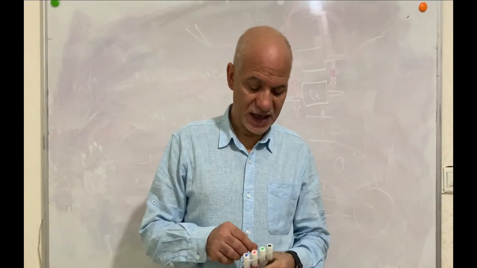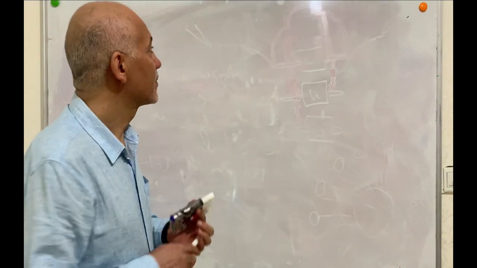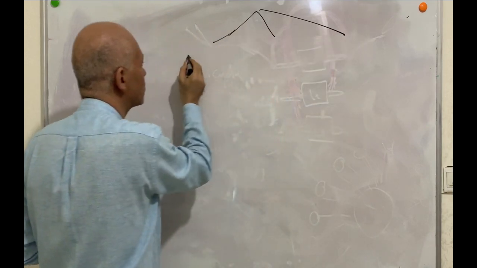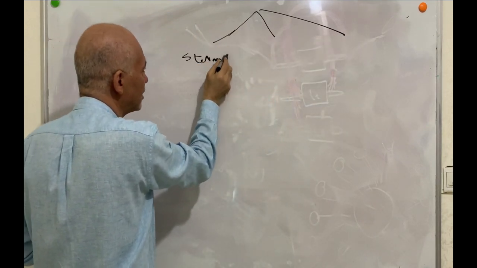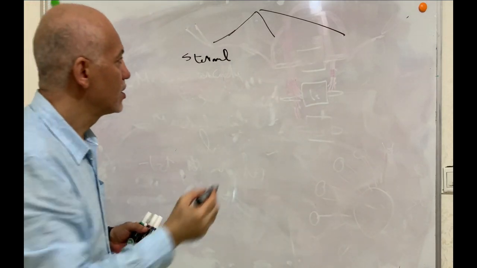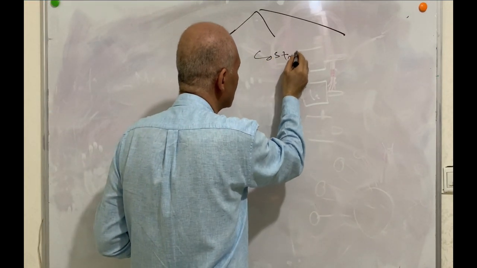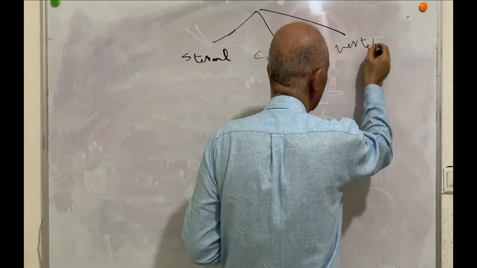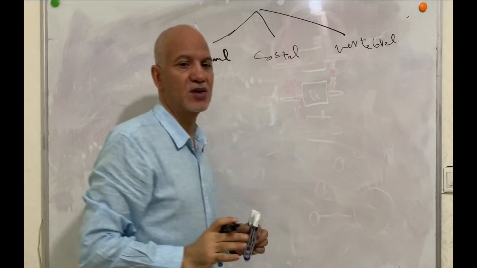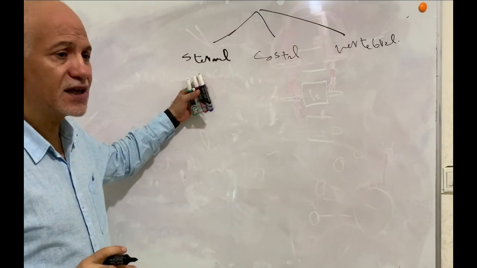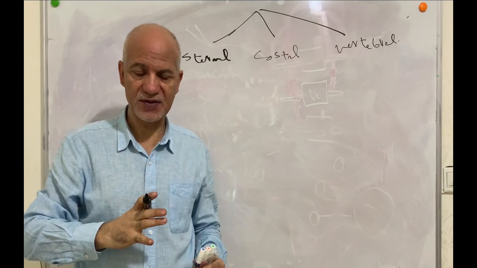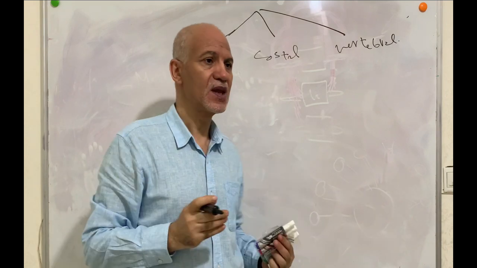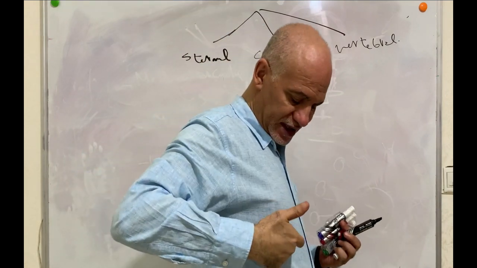What is the origin of the diaphragm? The diaphragm has three origins. What is called the sternal origin? The sternal origin is from the sternum. The costal origin is from the ribs. The vertebral origin is from the vertebral column. The sternal origin is from the back of the xiphoid process. This is the xiphoid process from its back. The costal origin is from the lower six costal cartilages.